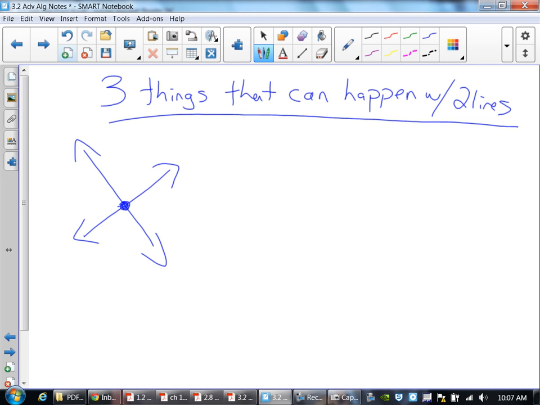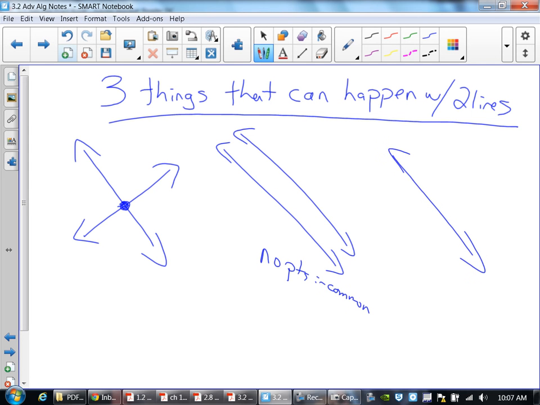2 lines can be parallel. We're in the same plane. If they're parallel, do they have anything in common? No, they have no points in common. Or they can be the same line, and then what happens? You can have infinite solutions.